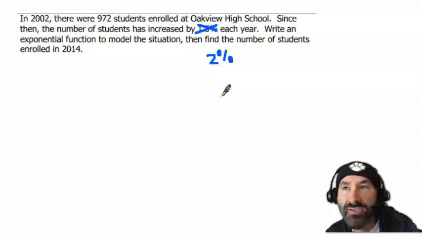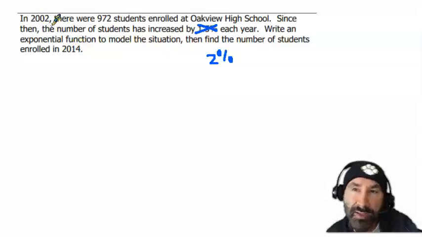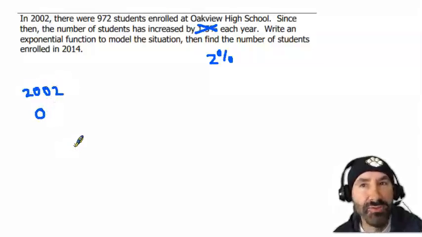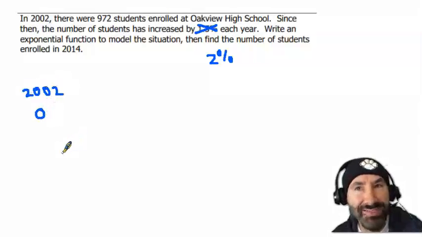And the other thing that's not entirely clear here is they don't tell us the number of years. They say in 2002 there was this many students, and they want you to write the model and then find the number of students enrolled in 2014. Well, how many years is that? Some of you would say 2014 minus 2002, and I'd like to check and see if that's correct. So I'm going to pretend like 2002 is year 0. Because doing math with 2002 is tricky, and doing math with 0 is easy.